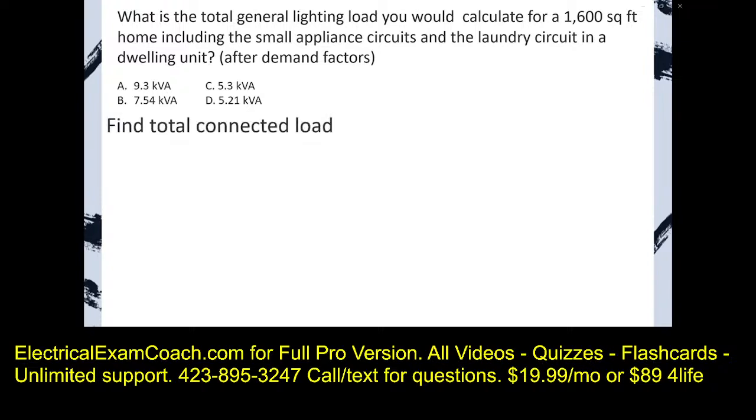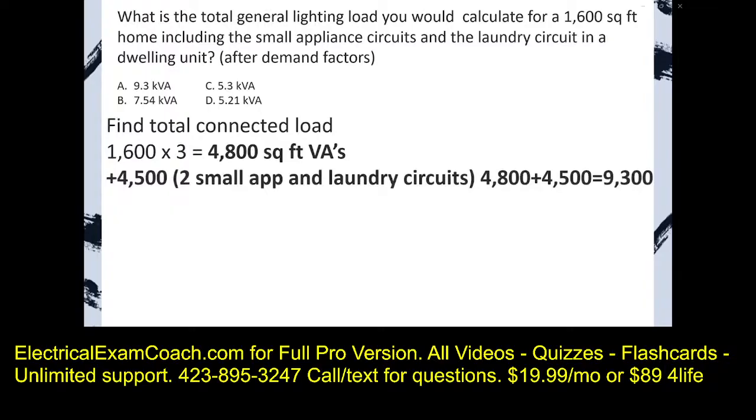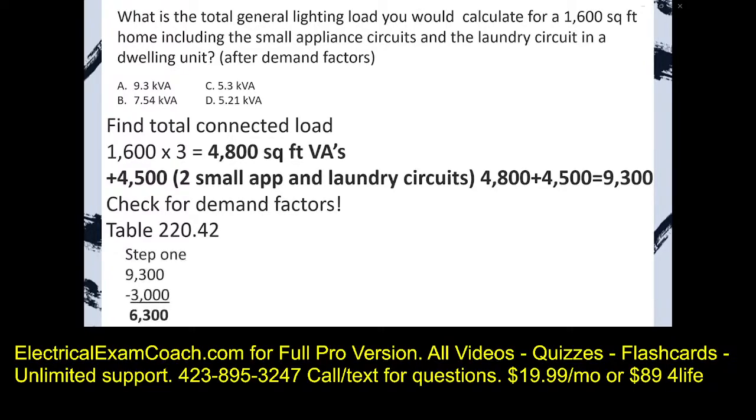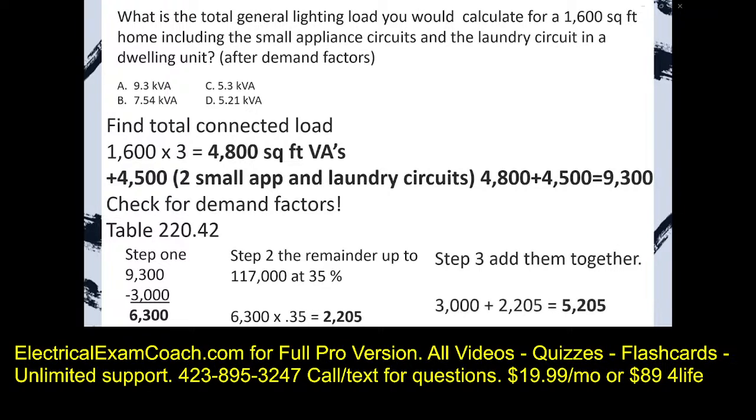Step 1, find our total connected load. We're going to take our 1,600 square foot, multiplied by 3 VAs per square foot, and that equals 4,800 general square foot VAs. Now we need to tack on our 4,500 for our 2 small appliance and 1 laundry circuits. Then we take that load and we check for demand factors. We head to table 220.42. We're going to take our first 3,000 at 100%. Then we're going to take that remainder at 35%. Then all we have to do is total the two back together.